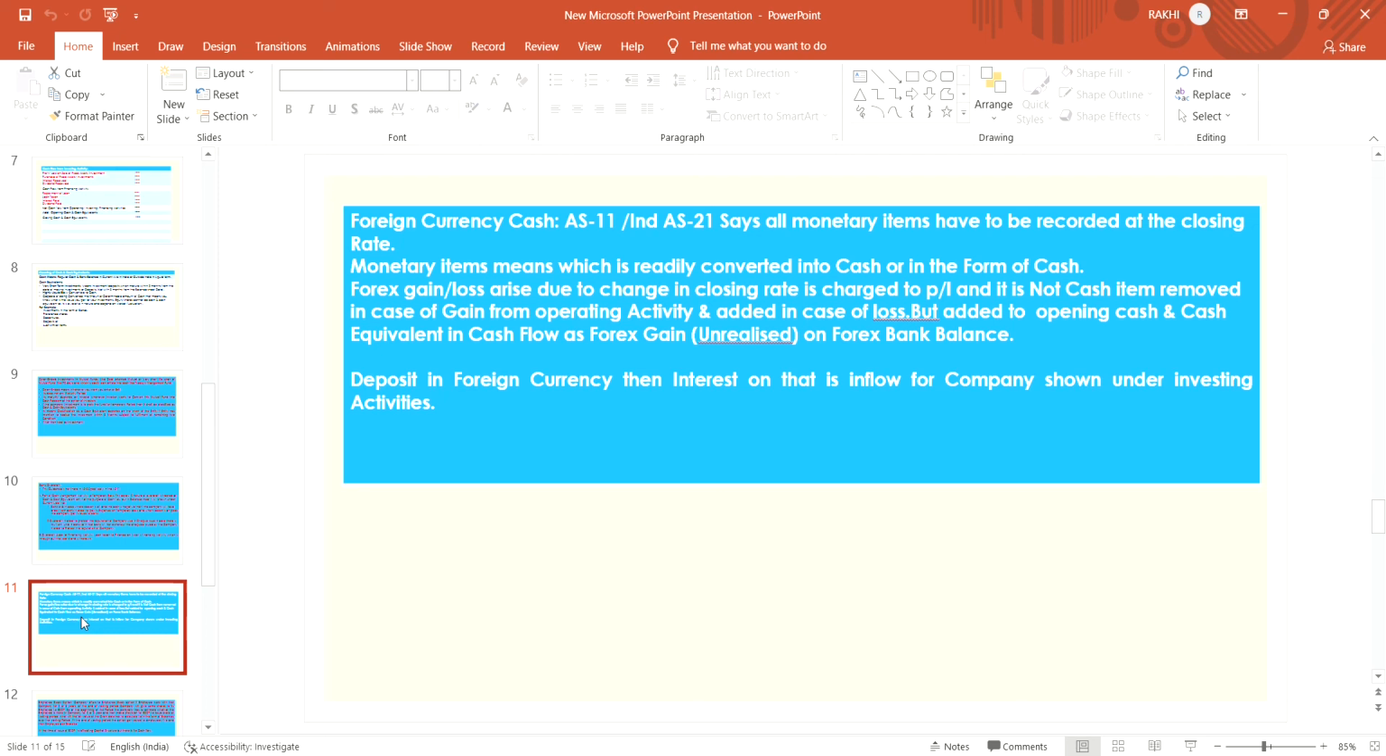Deposit in foreign currency and interest. If we had made deposits in foreign currency and received some interest in foreign currency, the interest income is from investing activity. But the change due to the closing rate, the fluctuation due to conversion of rates, that is our forex gain and loss, which we will adjust with the cash as the unrealized forex gain and loss, that is a non-cash item.